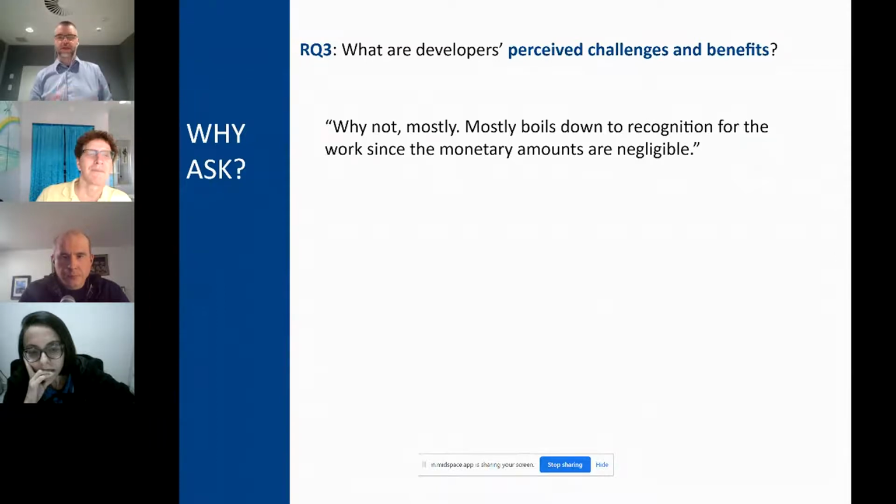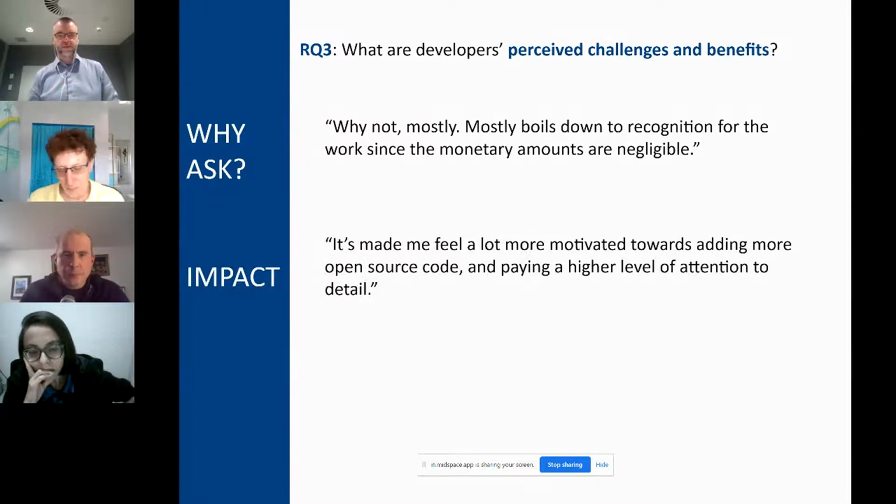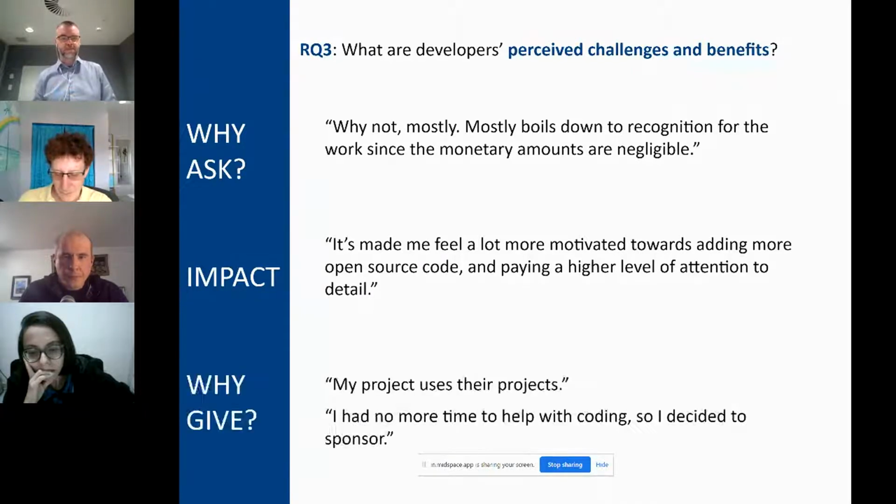So the amount of money exchanged is relatively small, but it helps with motivation, as this next quote shows. It's made me feel a lot more motivated towards adding more open source code, paying a higher level attention to detail. And finally, why do some developers give money? Well, one of the reasons is that my project uses their projects. So it's all about dependencies in this large software ecosystem. Or I had no more time to help with coding, so I decided to sponsor. So it's a way of contributing to open source that does not require a lot of time, but it does require some money, of course.